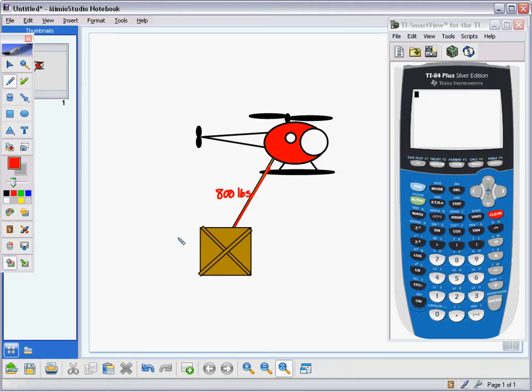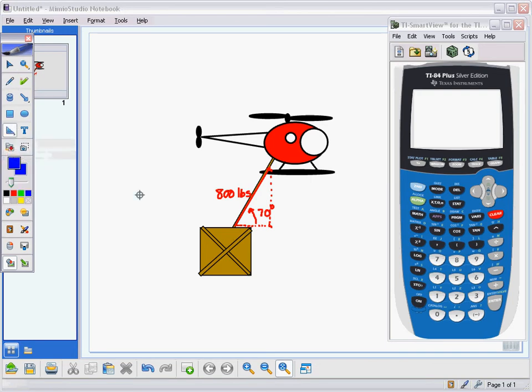The second thing I would have to know is the angle with the horizontal this rope forms. So I'm going to say that this forms a 70-degree angle. I'm now going to find the horizontal and vertical components, and to do such, I'm going to imagine that I can create a right triangle with the force vector from the rope and the horizontal and vertical components. So let me isolate that right triangle.